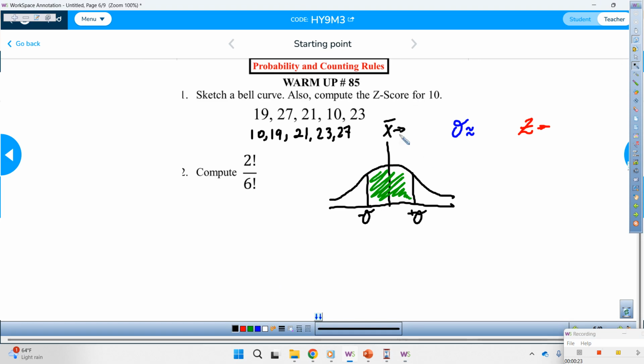Max, mean. Brandon, what'd you get for the mean? 20. Hands if you got 20. Looks about right. And just check. You just add them all and divide by 5, right? Okay.